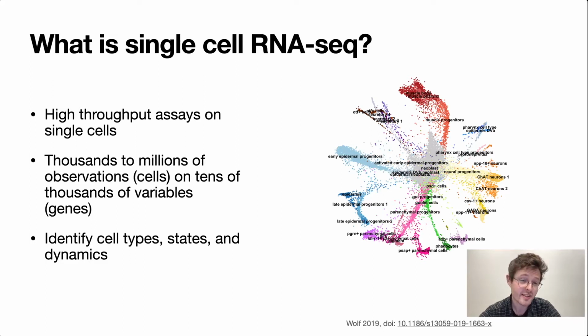Each single-cell RNA-seq dataset will count the presence of tens of thousands of genes in thousands to millions of cells. This is represented as a big sparse matrix, which we can then analyze to find out things like what types of cells are there, what states are they in, and can we find relationships between these states.